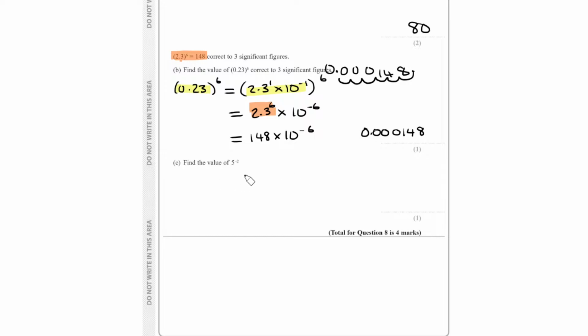So part C, find the value of 5 to the power of -2. He put it as a fraction, like he divided it by 10, if that makes sense, but you can obviously tell you again.